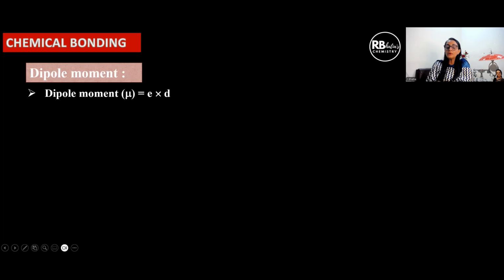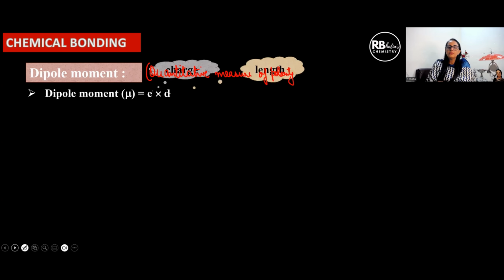Now, the quantitative measure of polarity. What is dipole moment? The quantitative measure of polarity is dipole moment. It is expressed as mu. It is equal to E into D or Q into D, where Q is the charge and D is the distance of separation.